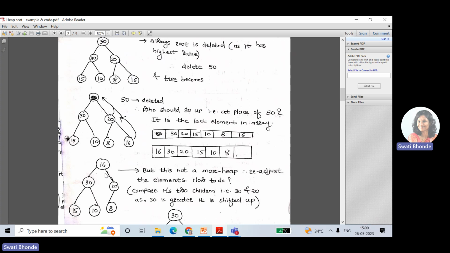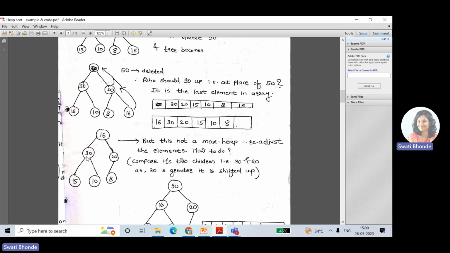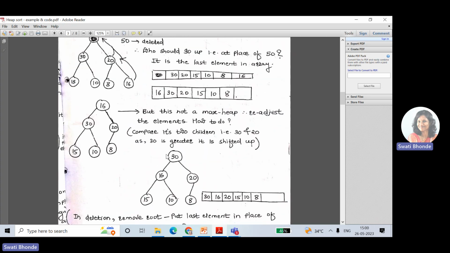16's left is 30 and 16's right is 20. And max heap suggests that the largest number should be at the root. So here 30 should be at the root. So I find out which is the largest element from the left and right child. 30 is the largest element. So what will happen? 30 will be swapped with 16. So 16 goes down and 30 comes up as the root.